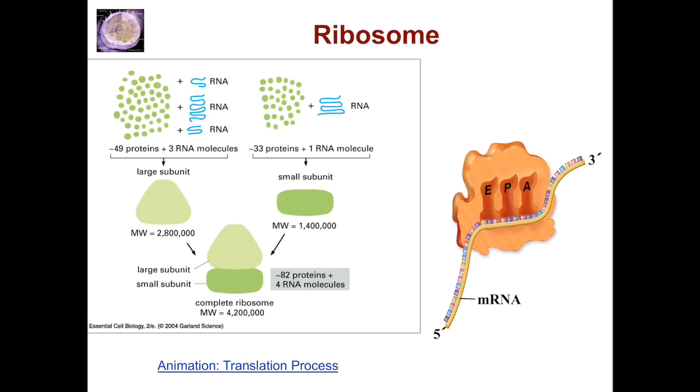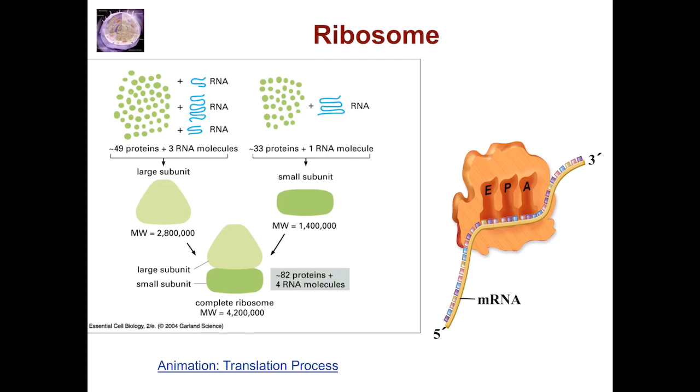The third type of RNA, so again, we had three types. We have messenger RNA, the transfer RNA, and then the third type is ribosomal RNA. And the ribosomal RNA is actually just part of the structure of the ribosomes. So ribosomes come in two parts. There's a large subunit and a small subunit, and then they come together to be the complete ribosome.